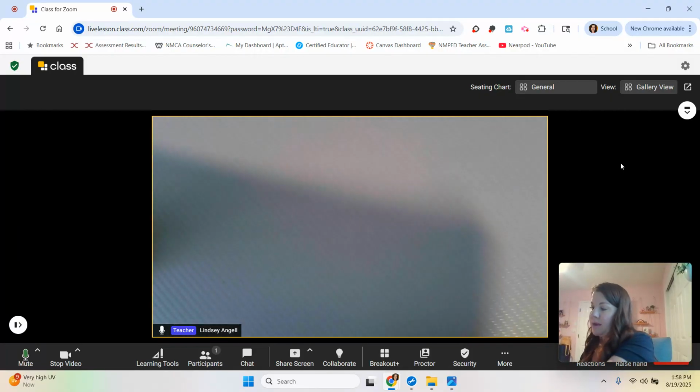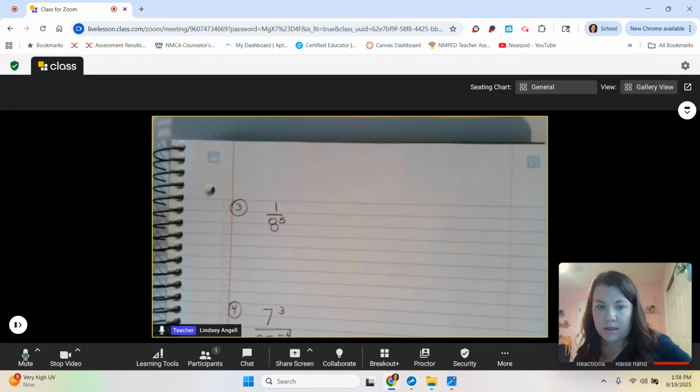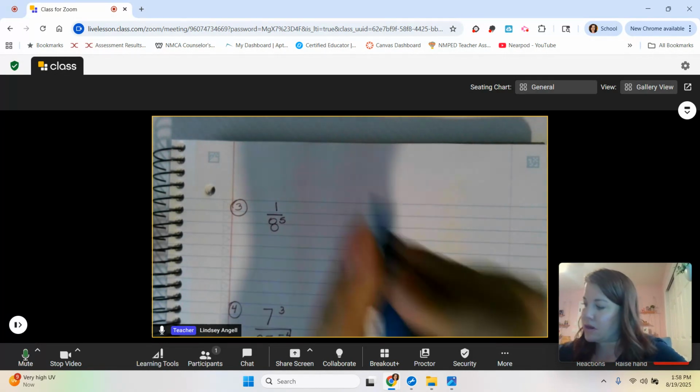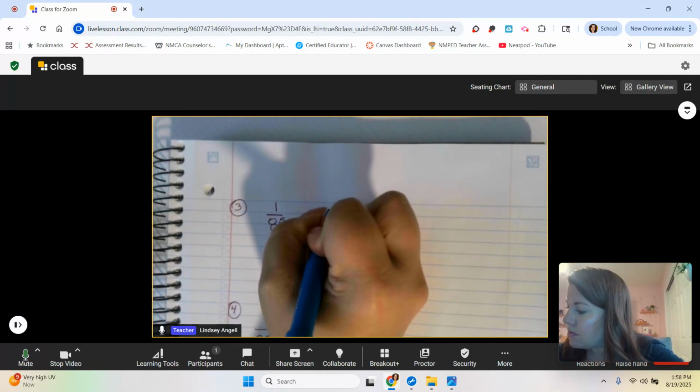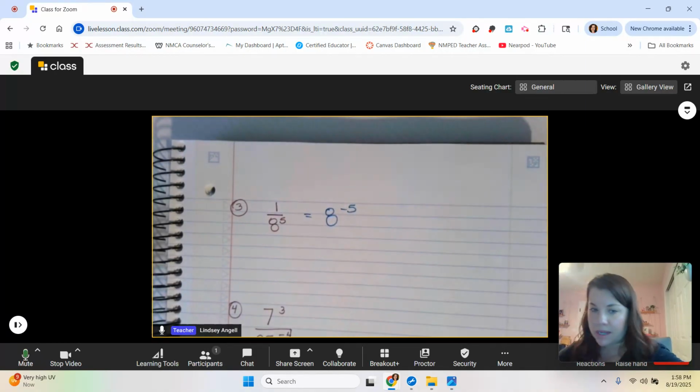Okay, let's try another one. This one's actually backwards, and this is from your quick check. This one's already got that positive exponent. Now, how could we write it if we wanted to write it with a negative exponent? Well, we would take it out of the denominator and just write 8 to the negative 5.